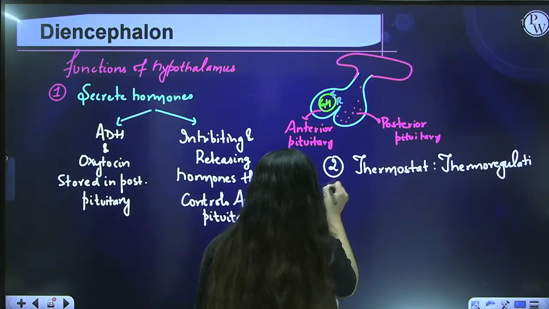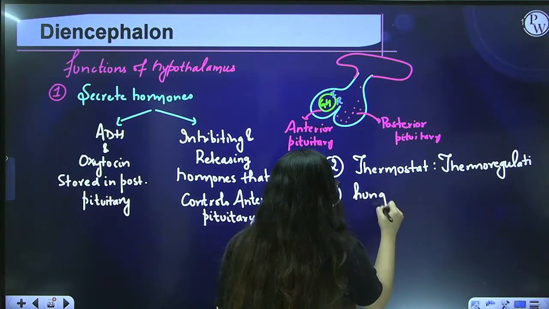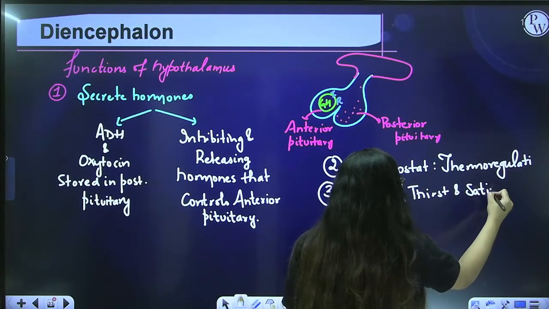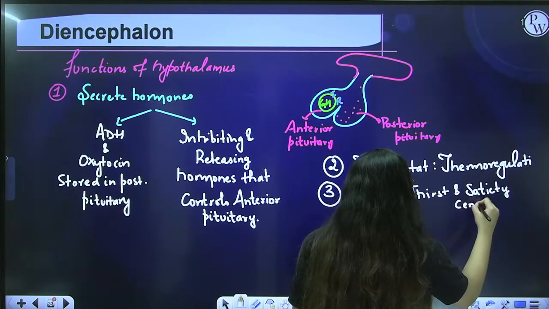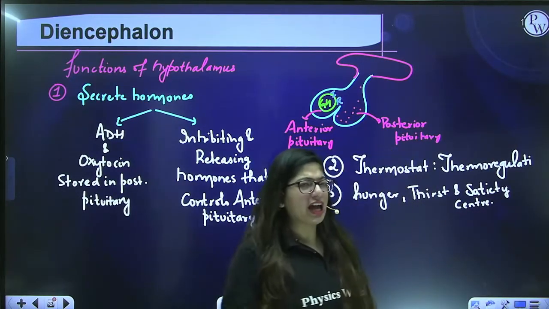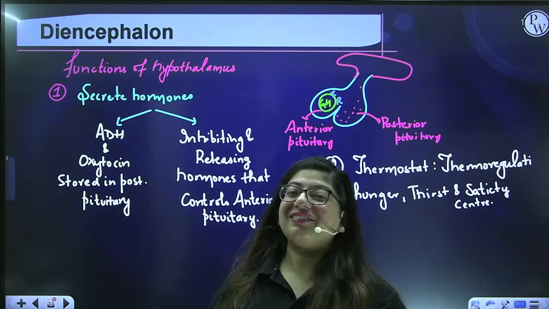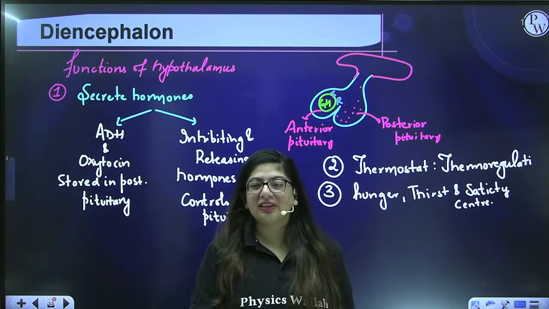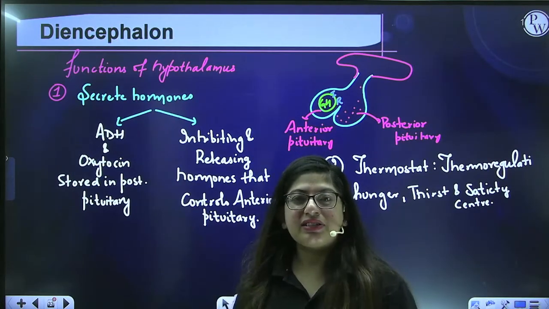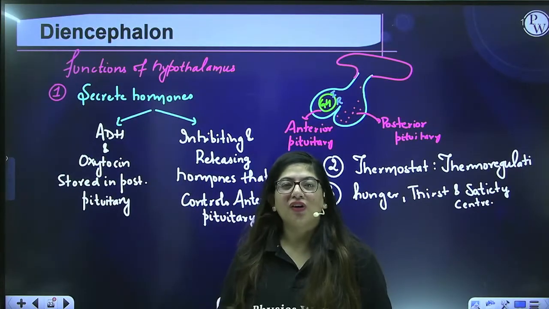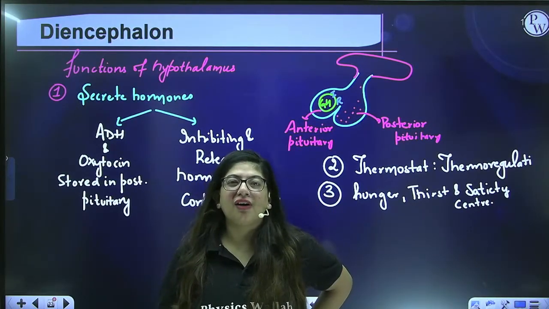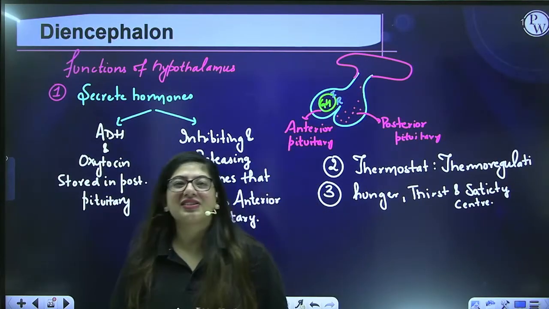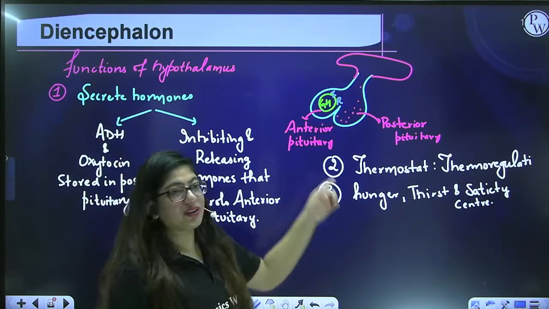Third thing is it has a center for hunger, thirst and satiety. Satiety means satisfaction. For example, you have had your food and your tummy is entirely full. You feel satisfied. Very nice. Or if you have had something which is your favorite, like some people like dosa, some like rasam rice, some like rajma chawal, or pizza or something. How do you feel after eating it, with a full stomach? You feel very nice. So that's a kind of satisfaction you have. So that center is also in your hypothalamus.